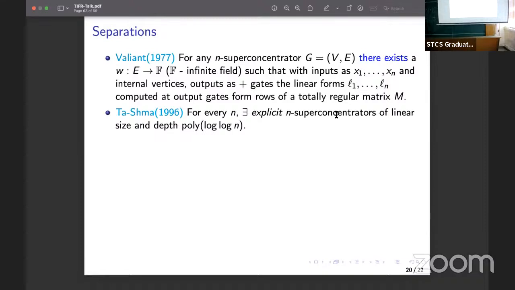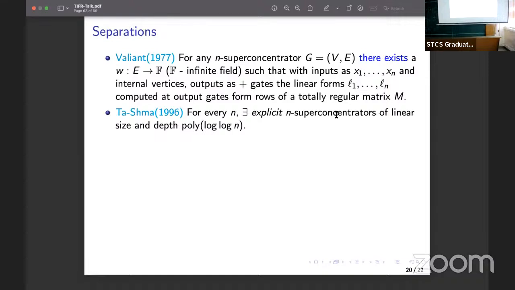Label the n inputs as x1, x2 to xn, and every other gate as plus. So there will be n linear polynomials computed at the output, L1, L2, L3, and so on to Ln, because everything is an addition gate, and the inputs are all labeled x1 to xn. Now there exists a weight function where you can assign weights to these edges, such that the linear forms L1 to Ln computed at the output gate form rows of a totally regular matrix.